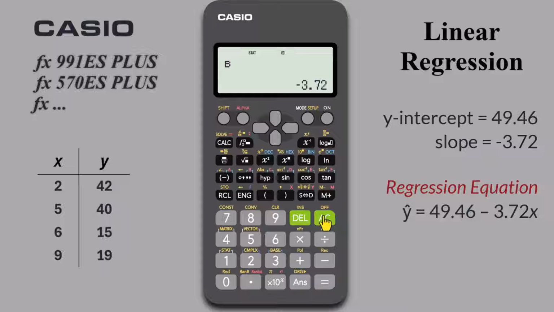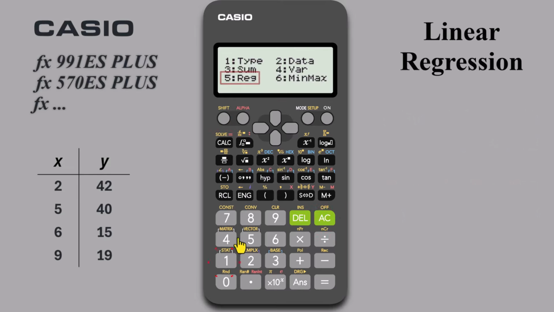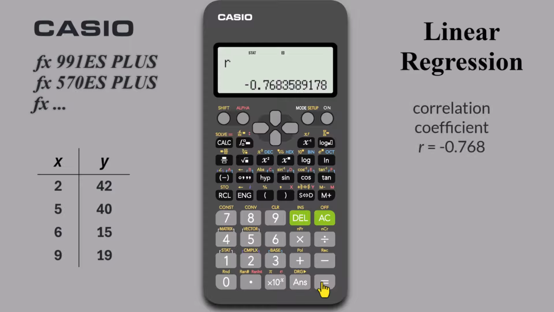Press AC to clear. Press Shift 1 and 5 for regression. To generate R, press 3, then equals. The Pearson's correlation coefficient R is minus 0.768, which indicates a strong negative linear relationship.